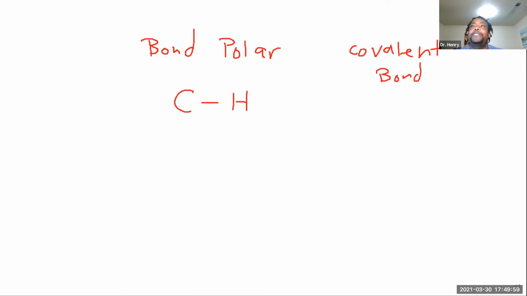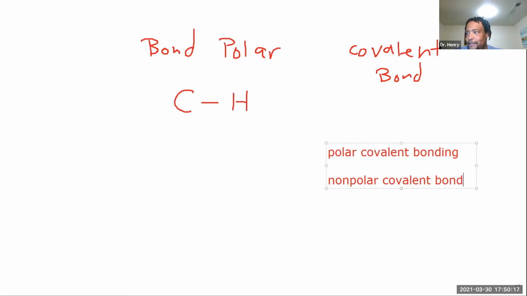Okay, so we have 2 types of sharing. We have what we call polar covalent bonding, and we have nonpolar covalent bonding. Polar covalent bonding is when we share unevenly. So the electrons are being shared unevenly.